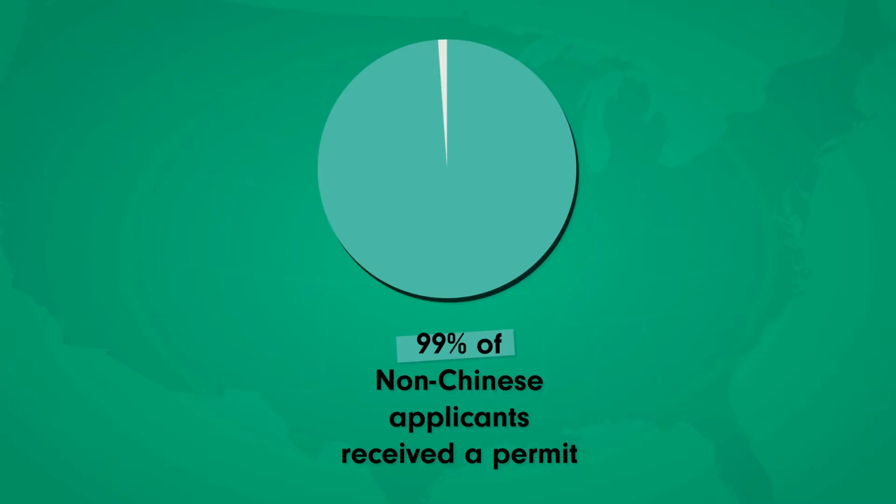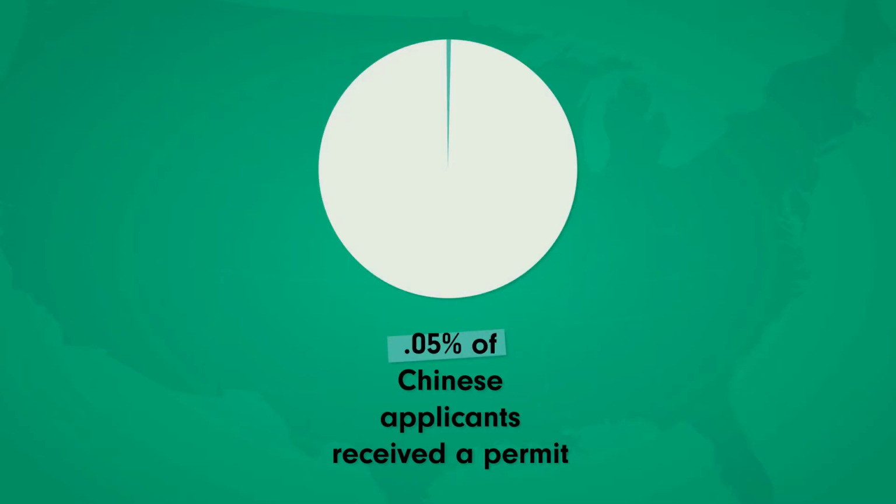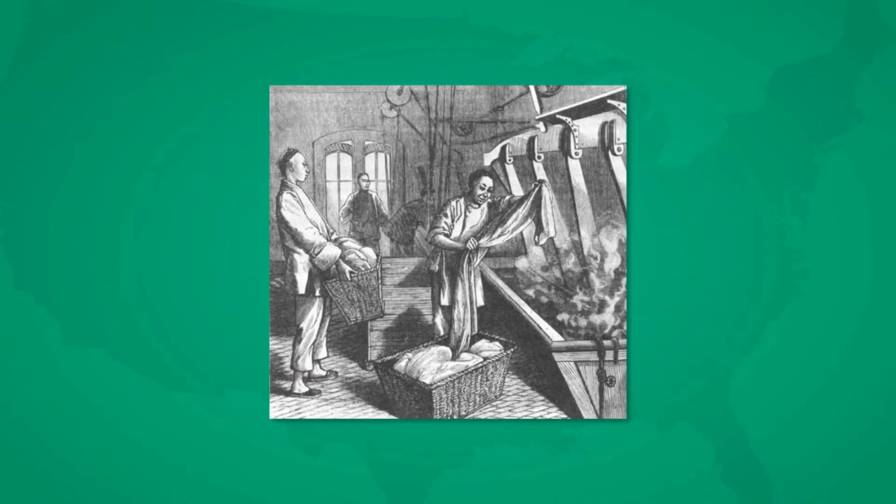99%, or all but one of 80 non-Chinese applicants, received a permit. But only 0.05%, or 1 of 200 Chinese applicants, received a permit. Li Yick, a Chinese immigrant who owned and operated a laundromat, was denied a permit. After he refused to shut his business down, he was imprisoned.